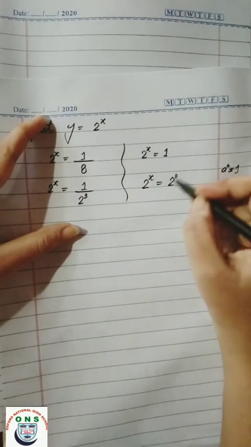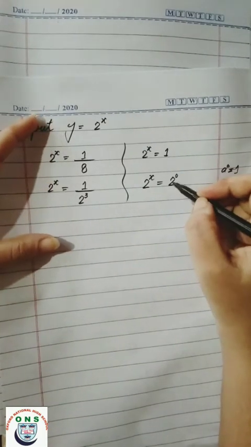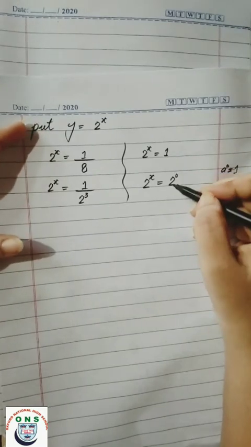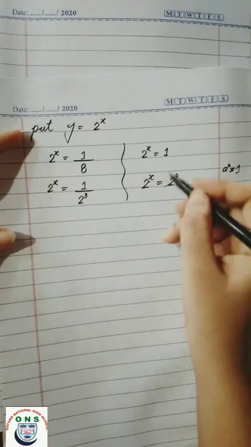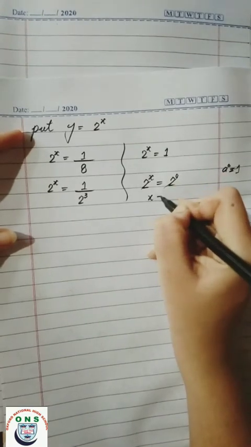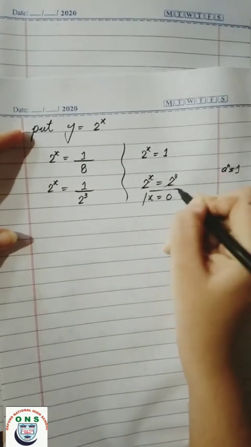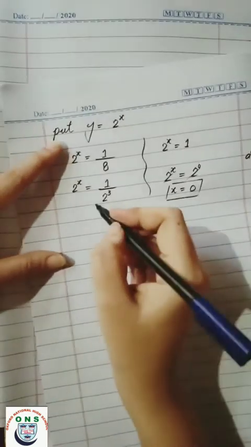Whether it is 2 power 0, it will be equal to 1. So we can write 2 power 0 instead of 1. The bases will be cancelled and x will be equal to 0. X is 0 here.